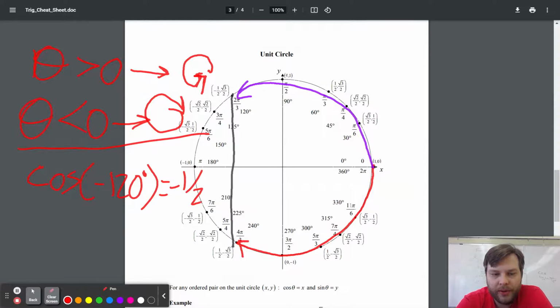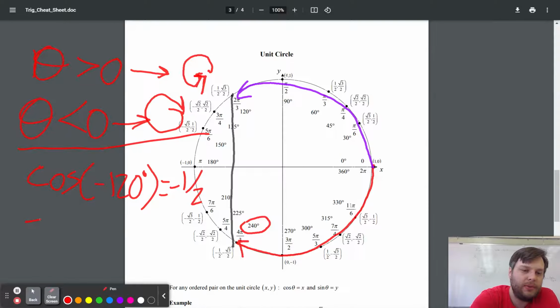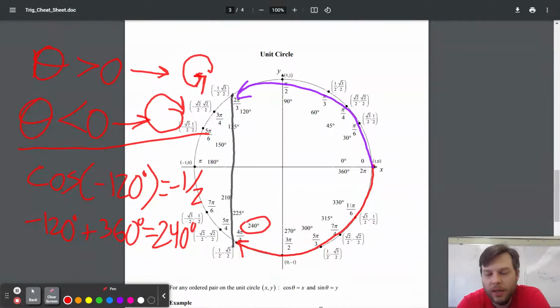You also may notice that negative 120 degrees is in the same location as 240 degrees. And why does that make sense? If you take negative 120 degrees and you add a full circle, 360 degrees, you end up with 240 degrees. So the other strategy for dealing with negative angles is to add or subtract full circles until you get to an angle that you can look up on the unit circle.